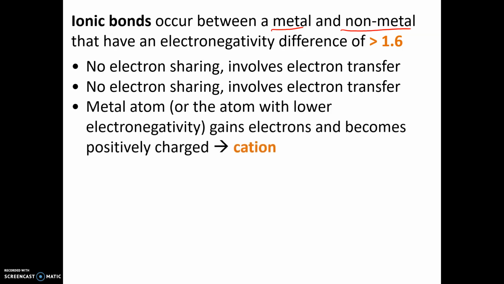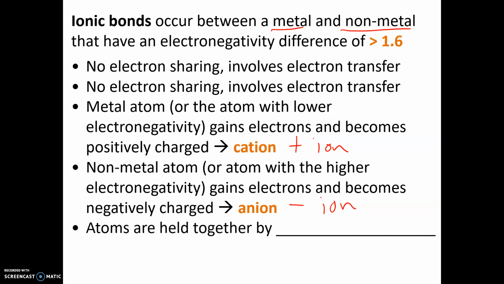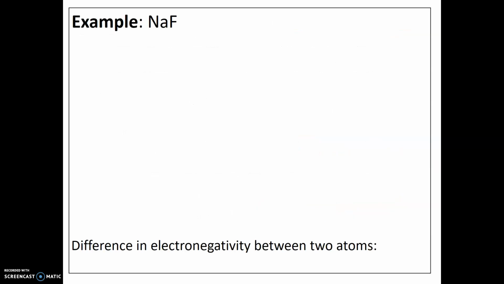So we've got our metal atom being our cation or our positive ion, and we've got our nonmetal being our anion or our negative ion. What these are held together by is an electrostatic charge, meaning the positive is attracted to the negative. And that's what's keeping them together, unlike in a covalent compound where they're sharing, and that's what keeps them together.